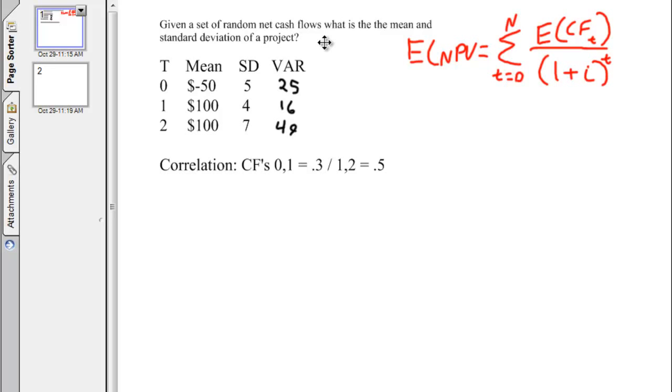Alright, so that should look pretty straightforward. That's the same net present value formula that we've used in class to date for simple discounting, so it's not too much different. Where it does get a little different is when we start answering questions about variance.